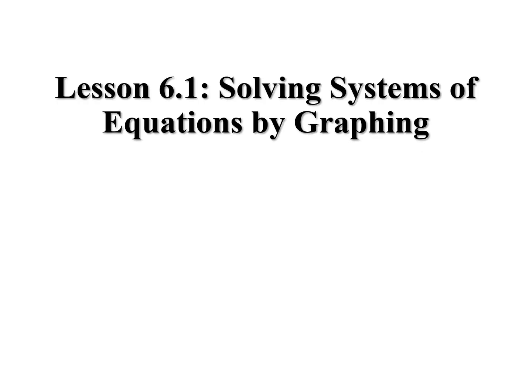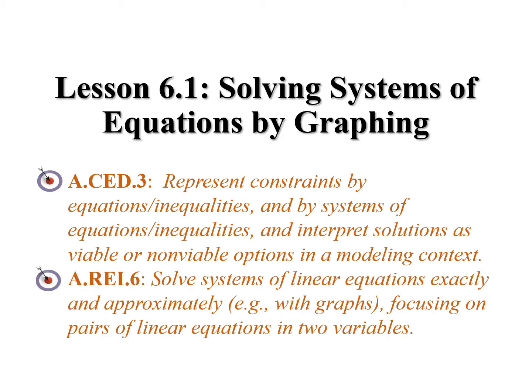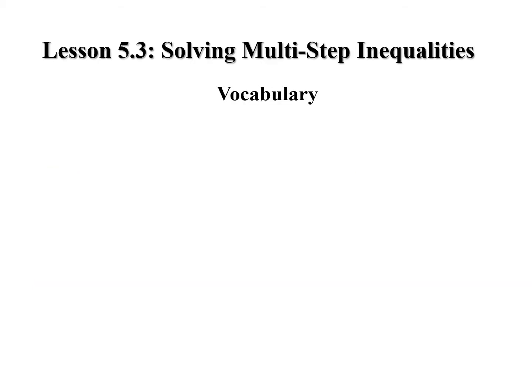So in this chapter, there are two skills that we're working on. The first one is representing constraints and systems of inequalities. And then the one that we're going to focus on the most for this whole unit is REI 6, where we are solving systems of linear equations exactly and approximately, focusing on pairs of linear equations in two variables. So most of the systems we're going to talk about are going to have two linear equations, and we're going to figure out how many solutions and what those solutions are.